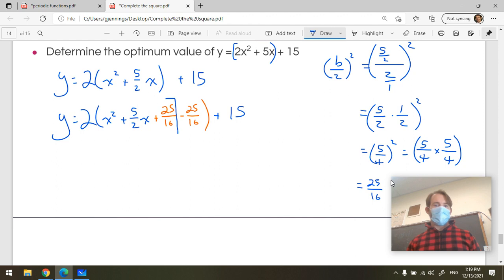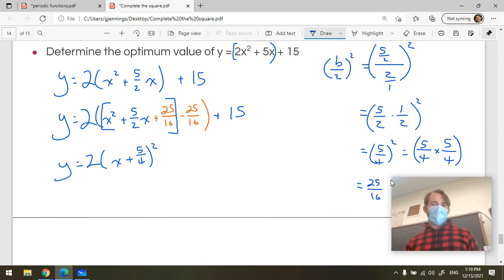Now, this here is my perfect square. That is going to be a perfect square trinomial because this creates them. So I have two numbers that multiply to 25 over 16 and add to 5 over 2. That'll be 5 over 4 plus 5 over 4 gives me 5 over 2. And 5 over 4 times 5 over 4 is 25 over 16. Notice that my Jerry Maguire number, the thing that will end up inside the bracket with the x, is right there. That's b over 2. So this is y is equal to 2 multiplied by x plus 5 over 4 squared.